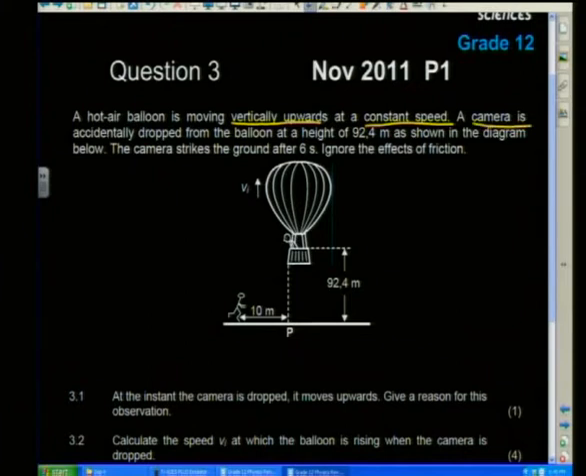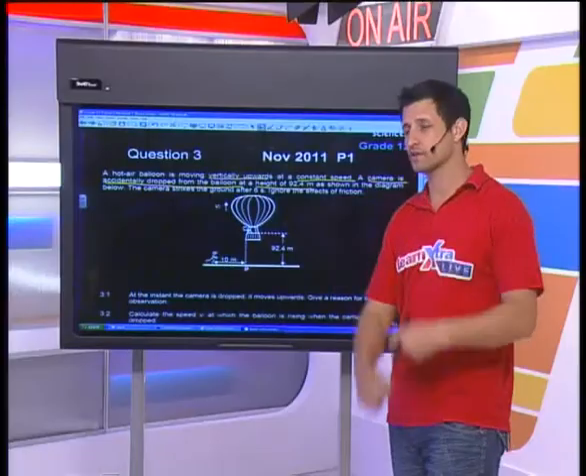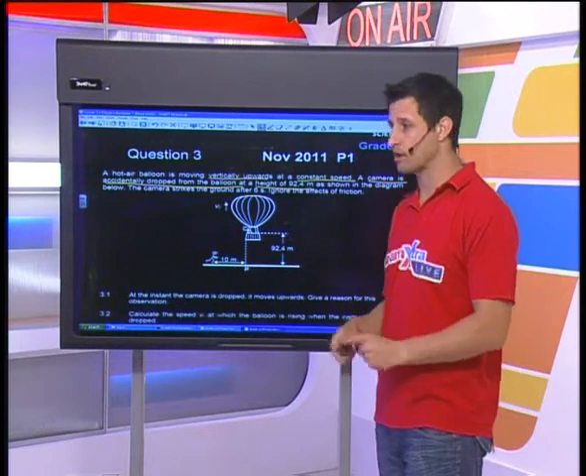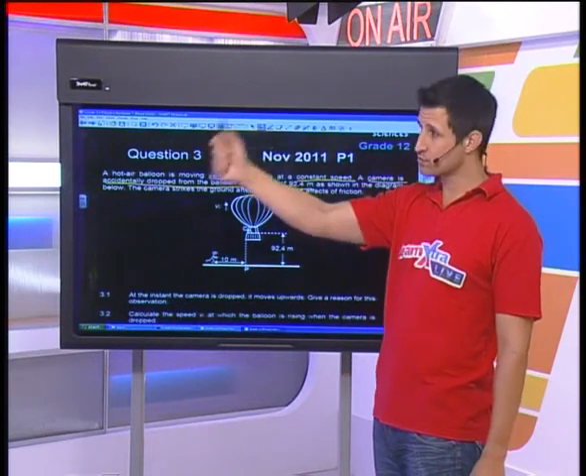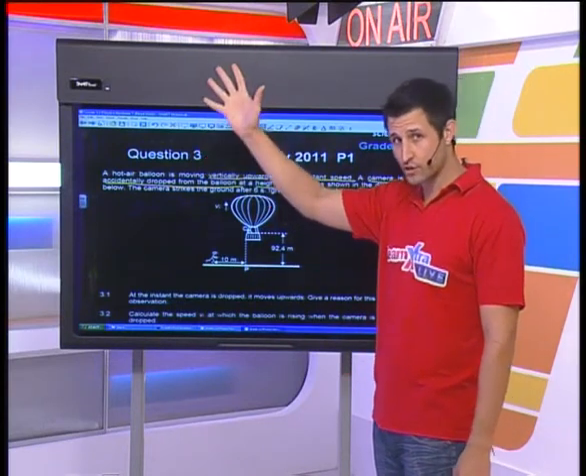Okay. Accidentally dropped from the balloon. And they tell me that it's from a height of 92.4 meters, as shown in the diagram. The camera strikes the ground after 6 seconds. Ignore the effects of friction. Now in my mind and in your mind, what happens when you drop something? Well, as soon as I let it go, it starts to go downwards.